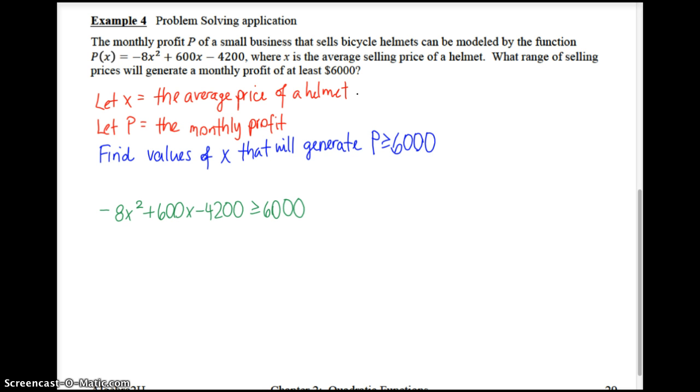The next thing that we need to do is solve the inequality, or actually solve the related equation. And what that means is we're going to replace that inequality symbol with an equal sign, and then we're going to solve the way we normally would, which means that that 6,000 is going to go over to the left-hand side so that we can set it equal to 0, and then we can use the quadratic formula to solve the related equation. As always, we're going to end up with two values.